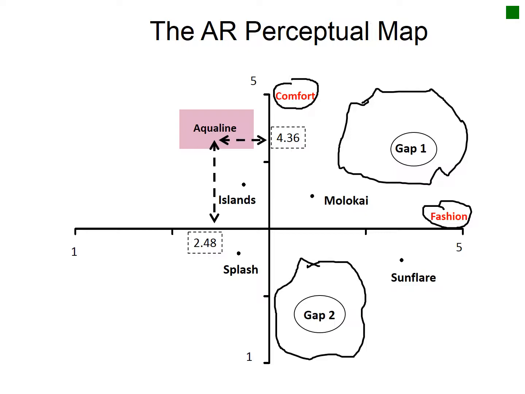If we moved up here, then we might be drawing some of Moleke's customers away from them, and we would probably be a higher priced product. We're offering better comfort and better fashion all at once, and it would move us into a different product, into a different market niche than we might already be in.